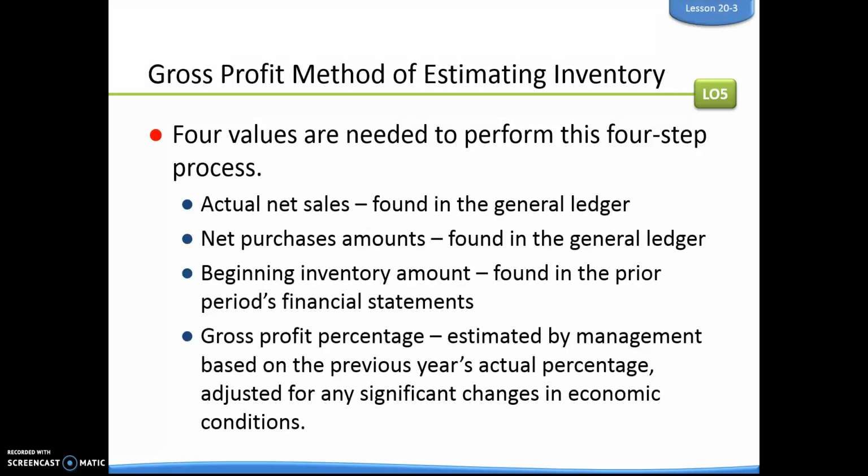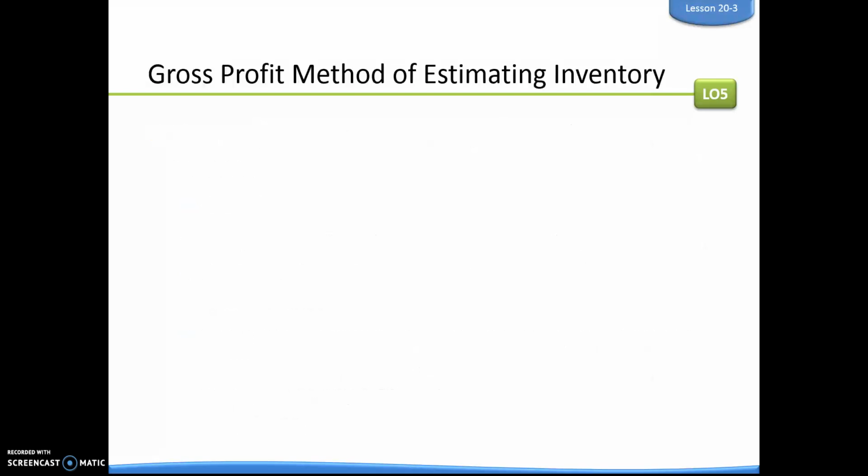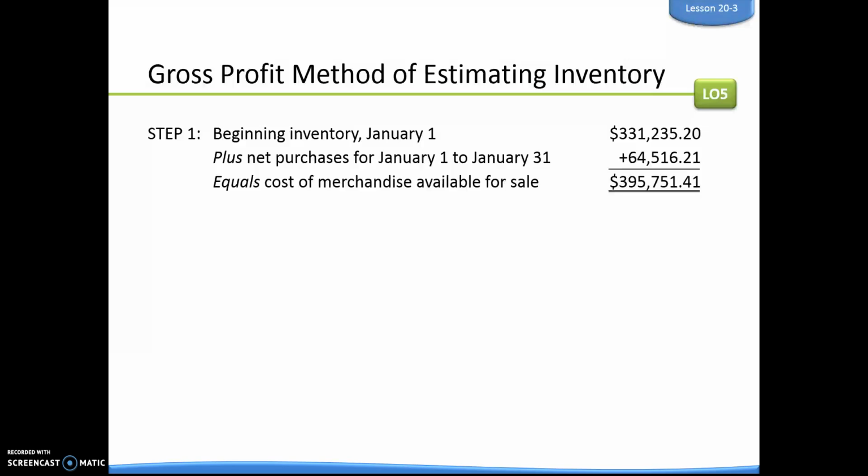So we need those four amounts: net sales, net purchases, beginning inventory, and a gross profit percentage in order to calculate this estimation. What that actually looks like is, step one, we take our beginning inventory from January 1st, and we take any purchases that we made during January. So from January 1 to January 31st, we add those two together, and that's going to equal our cost of merchandise available for sale, which makes sense. Whatever our beginning inventory was plus anything that we purchased is going to equal the merchandise that we have available for sale for our customers.